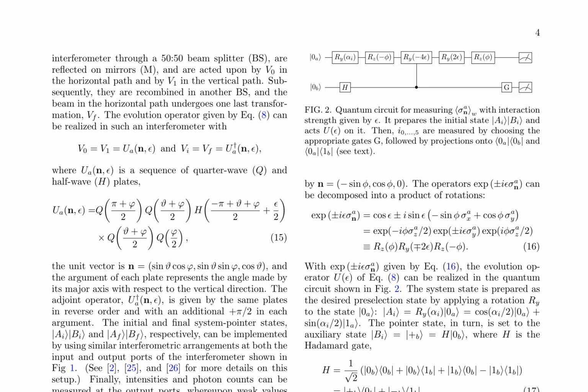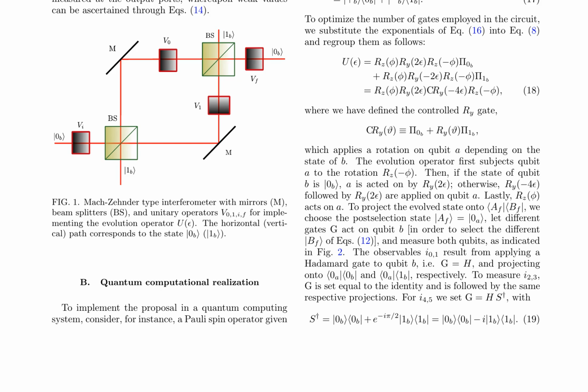The system state is prepared as the desired preselection state by applying a rotation R_i to the state |0>_A, while the pointer state is set to the auxiliary state |b_i> = |+>_B = H|0>_B.